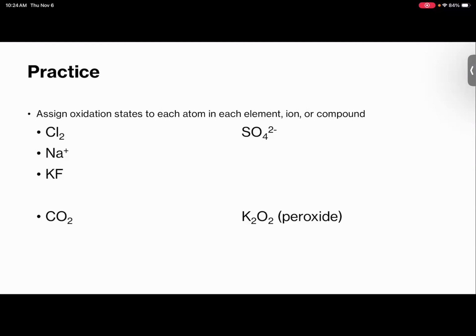Cl2. Cl2 is a free element. We know it's a free element because this compound consists of only one type of element and it's neutral. Therefore, the chlorines have a zero charge oxidation state. Na+. This is a monoatomic ion. Therefore, the oxidation state is the same as its charge, so it would have a +1.